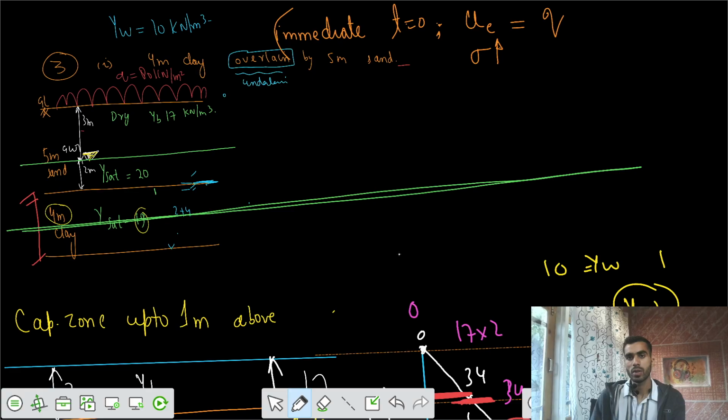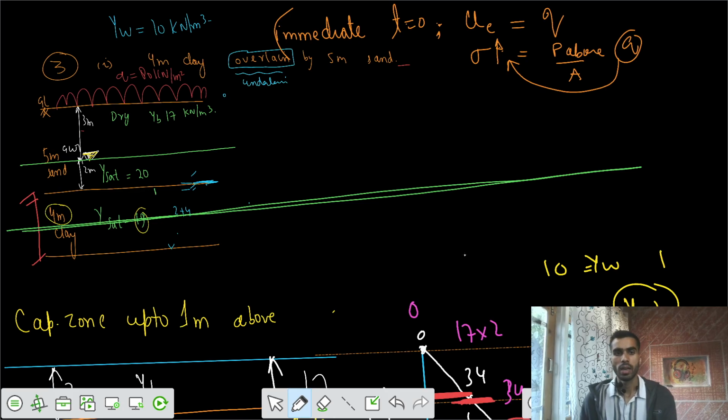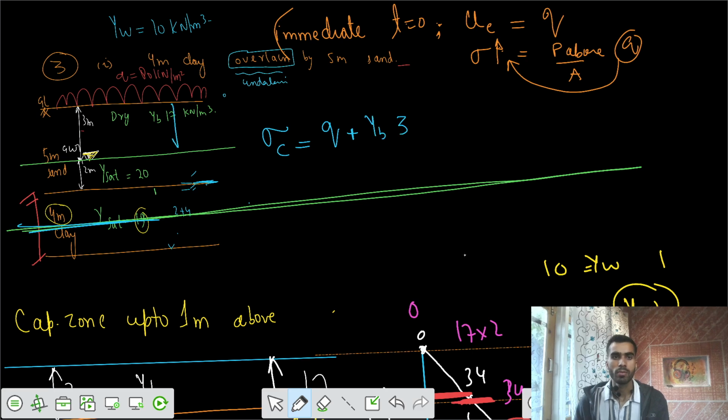That's going to definitely increase, because that is the definition: the total load above divided by the area of the cross section. If you have this Q, that is definitely going to be accounted in the value of sigma. So if I say what is the sigma at the location of that midspan, sigma at the center of C, if I write sigma C, it would be your value of Q plus gamma bulk for the 3 meters.